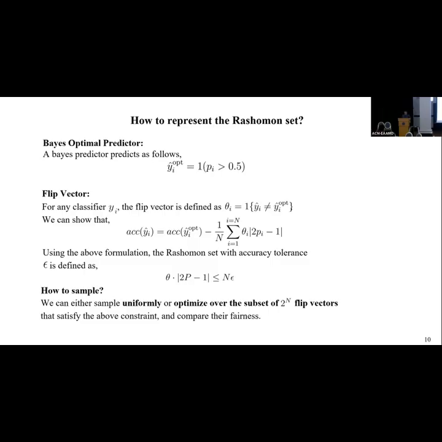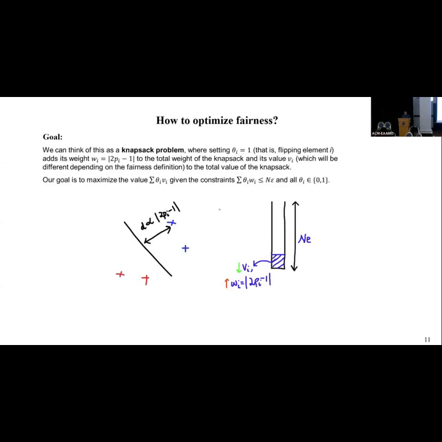Then, as we discuss in this paper, we can use Gibbs sampling to sample uniformly over the set of flip vectors and calculate their fairness. As I'll show next, we can use this framework to optimize over the set of flip vectors for searching the fairest model. One can think about the optimization problem as a knapsack problem that has a capacity of n times epsilon, and setting the theta i value to 1 is equivalent to adding a weight of 2p_i minus 1, which increases with the distance from the decision boundary, and that has a value which depends on different fairness definitions. So w_i can be thought of as the weight, and v_i is the amount that the disparity is increased when an element i is added.